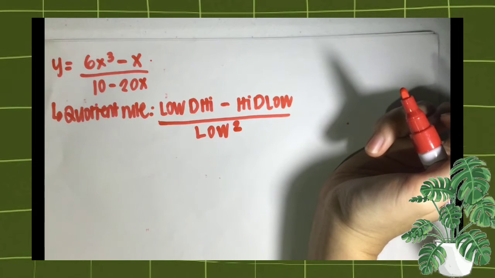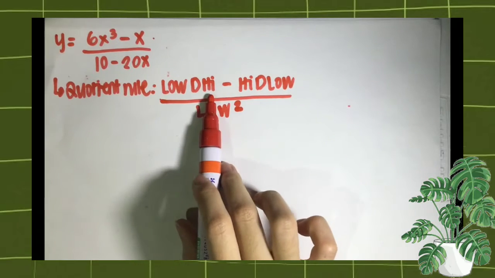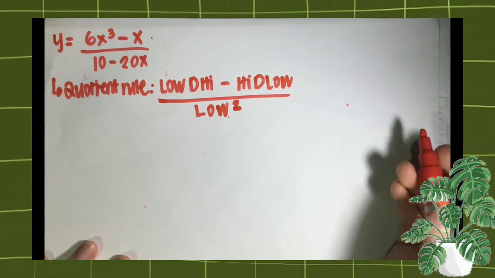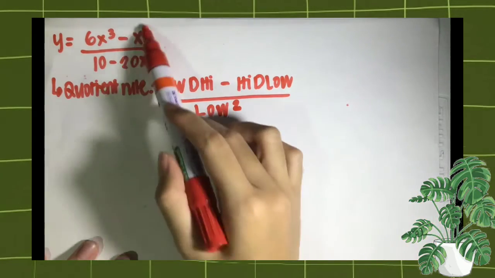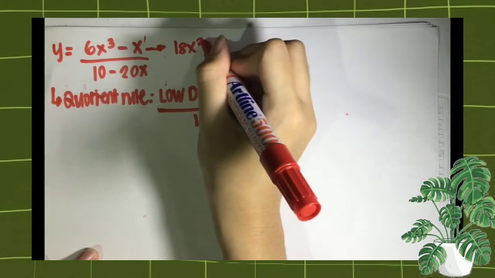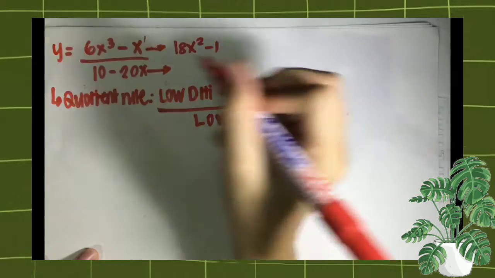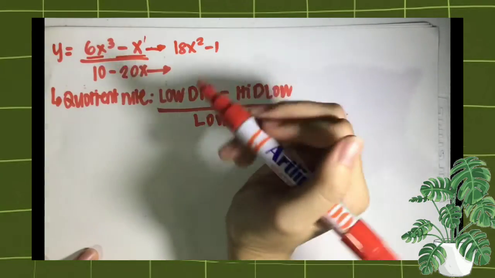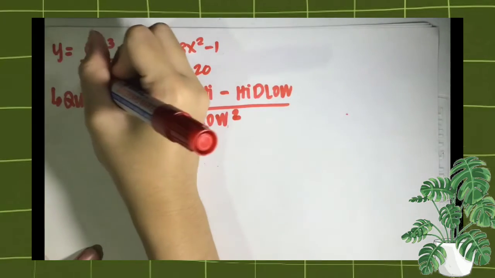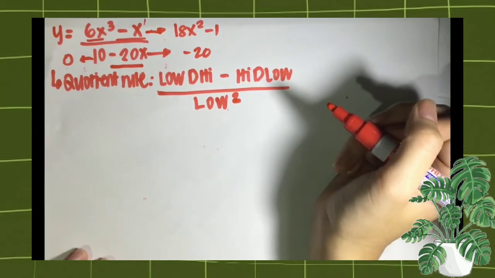To remember this easily, finding the derivative using the quotient rule is simply low d high minus high d low over low squared. To differentiate this, first let us find the derivative of both the numerator and the denominator. So the derivative of 6x cubed minus x is simply 18x squared minus 1. This is found via the power rule. And then the derivative of the denominator is just negative 20. Again, the derivative of a constant is 0 and the derivative of negative 20x is negative 20 via the power rule.